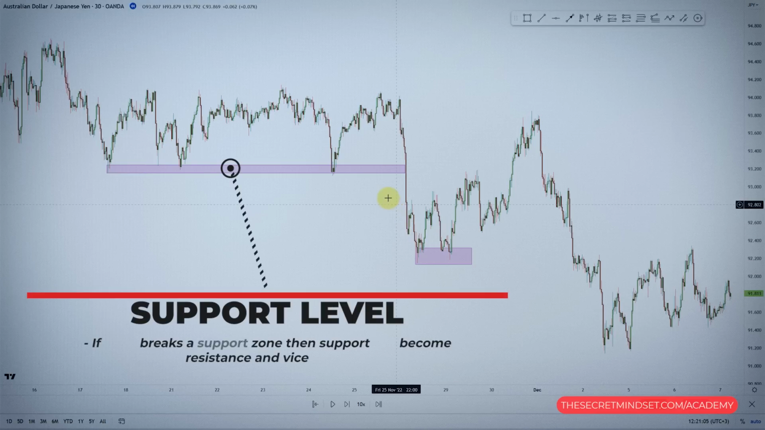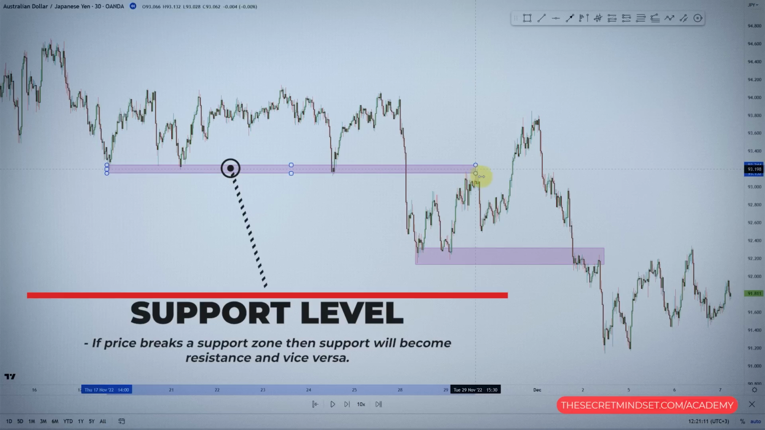Another difference: if price will break the support zone, then the support will become resistance and vice versa. This is a common day trading strategy, which is actually very powerful when traded correctly.